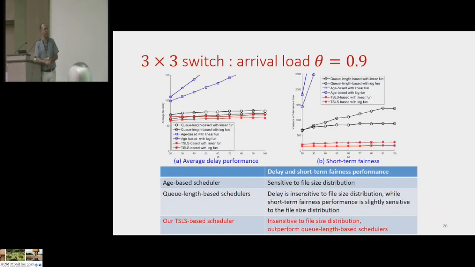And finally, we did this for the 3x3 switch case. Again, we did the comparison of the linear and logarithmic versions of these three policies. The age-based one is out of the picture, basically. Q-length and time since last service compete throughout, and time since last service is generally better in all the cases we have looked at.